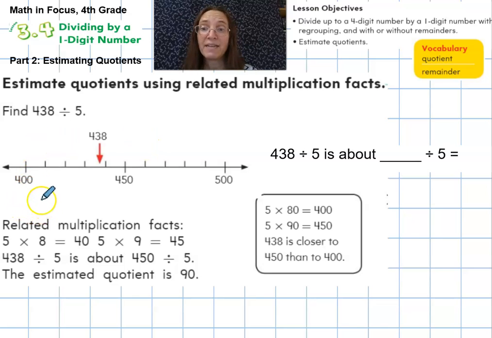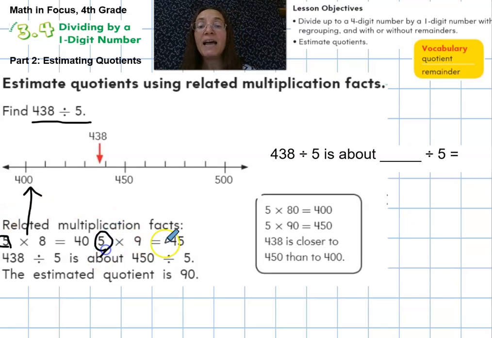One of the examples in your textbook asks you to find 438 divided by 5 as an estimate. They've provided you with this very nice timeline which shows you that 438 is here, this line is 400, this line is 45 tens, and this is 50 tens. The related multiplication facts that you could think of all start with 5. 5 times 8 is 40. 5 times 8 tens is 400. 5 times 9 is 45. 5 times 9 tens will be 450.